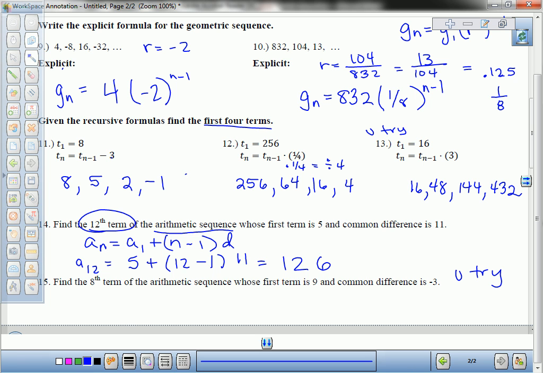All right, so this one we want the 8th term, so A sub 8 is equal to the first term plus 8 minus 1 times negative 3. Okay, so 9 minus 21 is negative 12. Did you get negative 12? Yes. Yay!